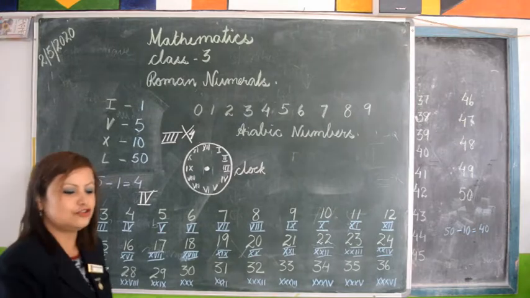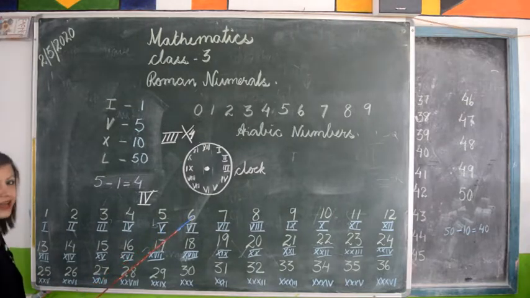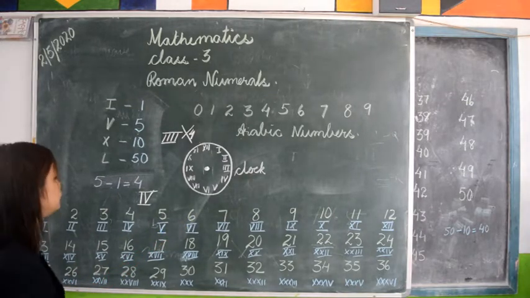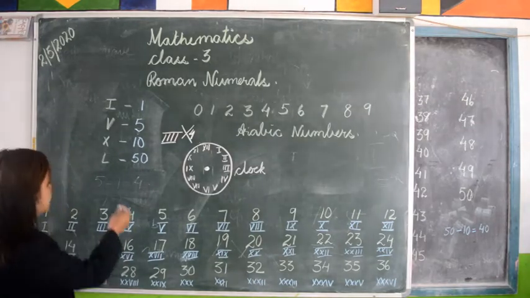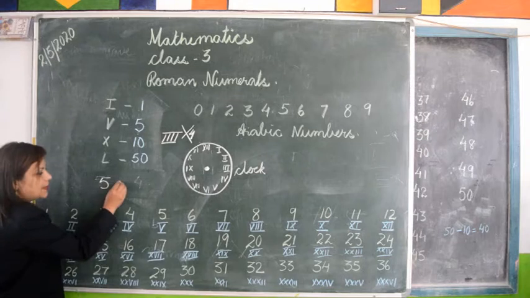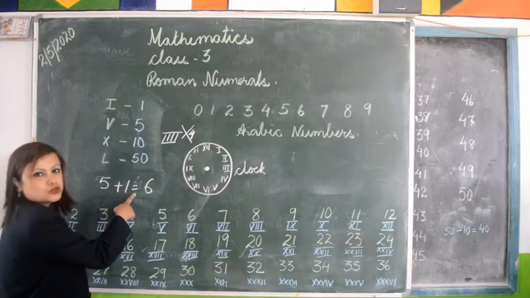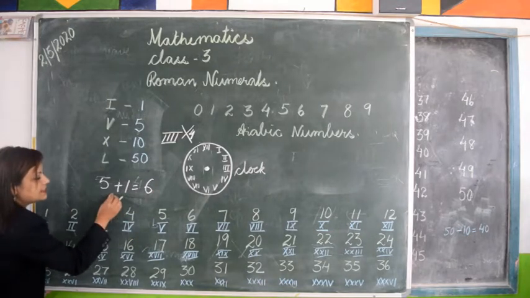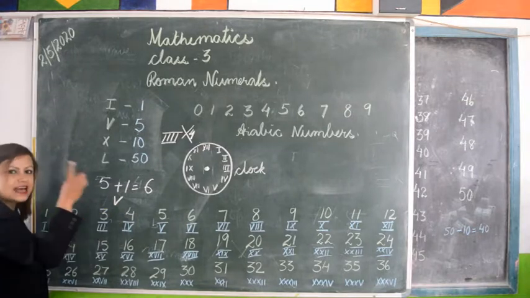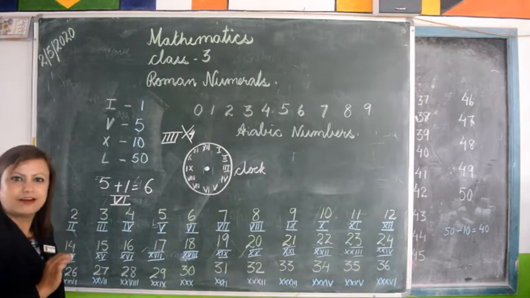Now children, again see here. 4 we have finished, 5 we write V. And look at number 6. Again we have to take the number 5. 5 plus 1 makes 6. So here we use the letter V plus I, that is 1. So this makes 6.